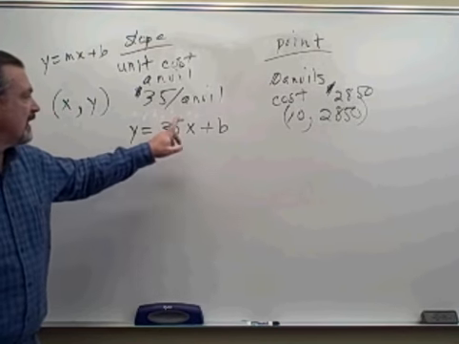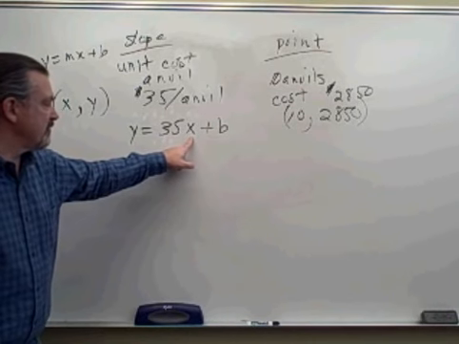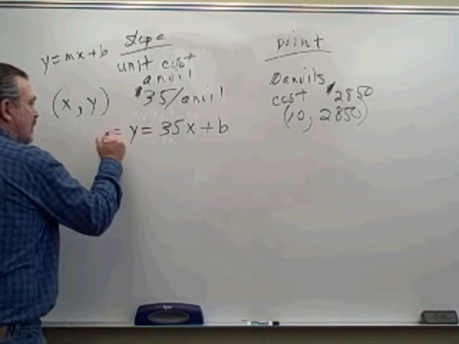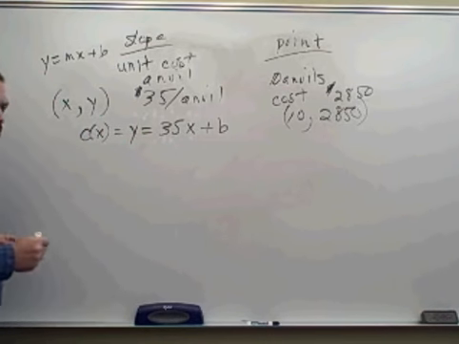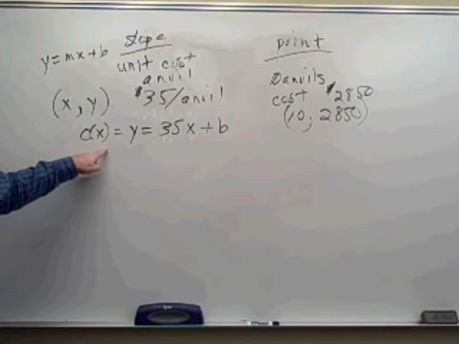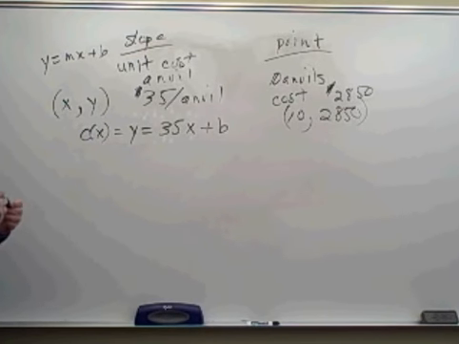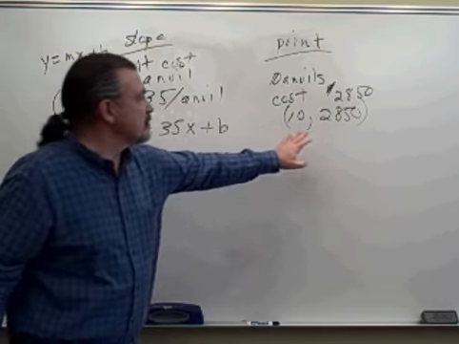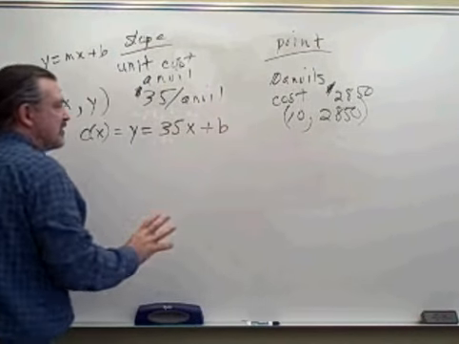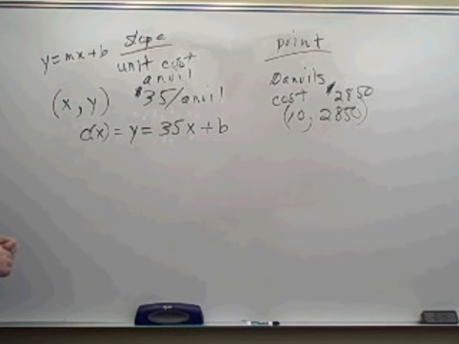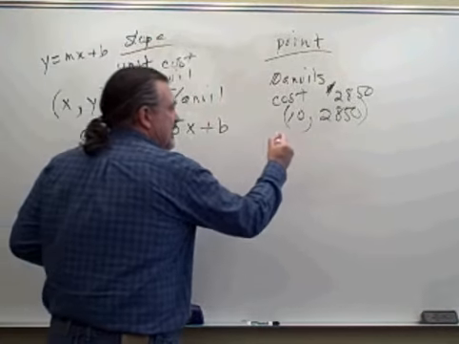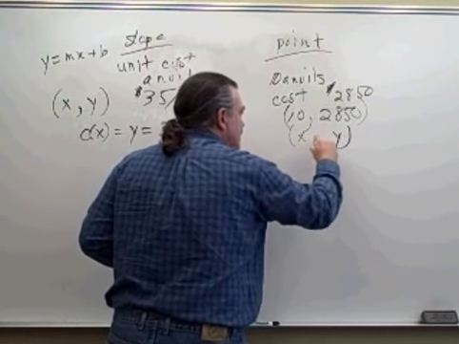$35 per anvil. X represents the number of anvils. Y represents the cost. Or I can use my function notation. Cost depends upon x, depends upon the number of anvils we're going to make. Now, how do I use this point to figure out the b value to finish off my equation? Well, if this is a point, again, these are x, y values.